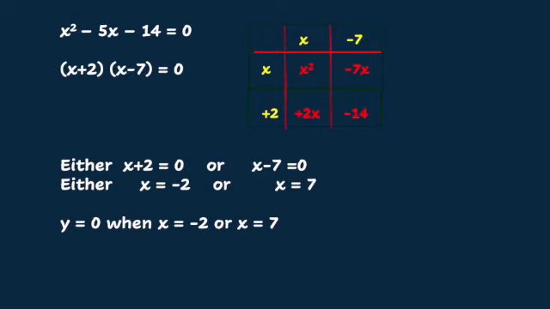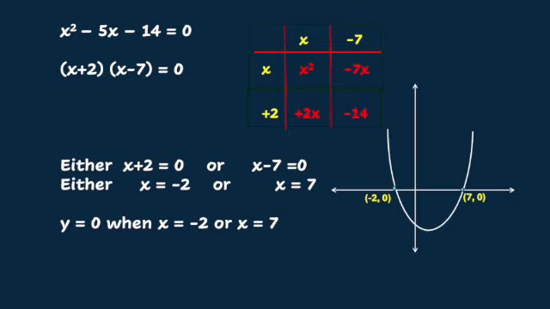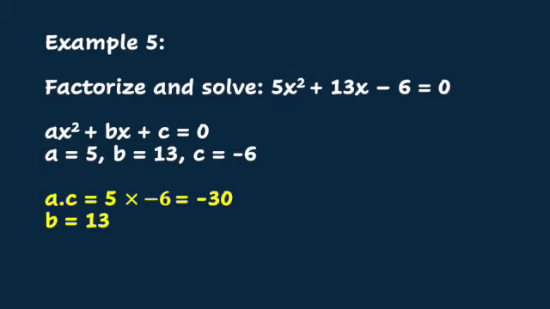So when y is equal to 0, x has to be minus 2 or x can be 7. Have a look at the parabola now. Now this curve is intersecting the x-axis at x equal to minus 2 and x equal to 7. So we can easily say y is 0 when x is minus 2 or x is 7. In our next example, we need to factorize and solve 5x squared plus 13x minus 6 equal to 0.